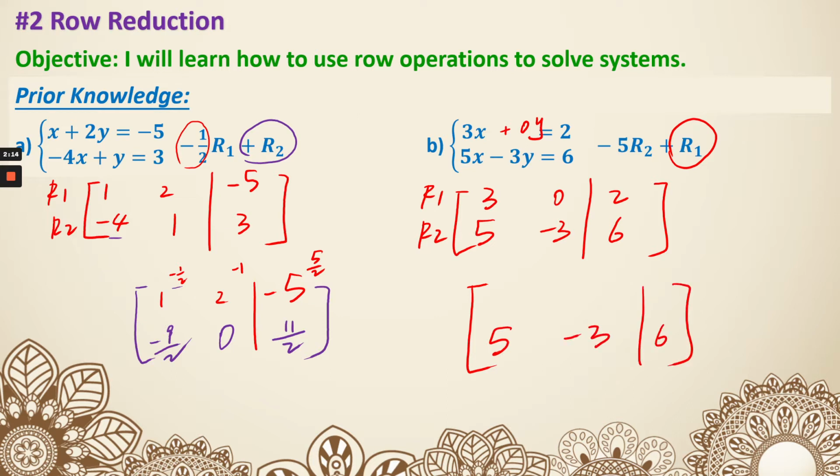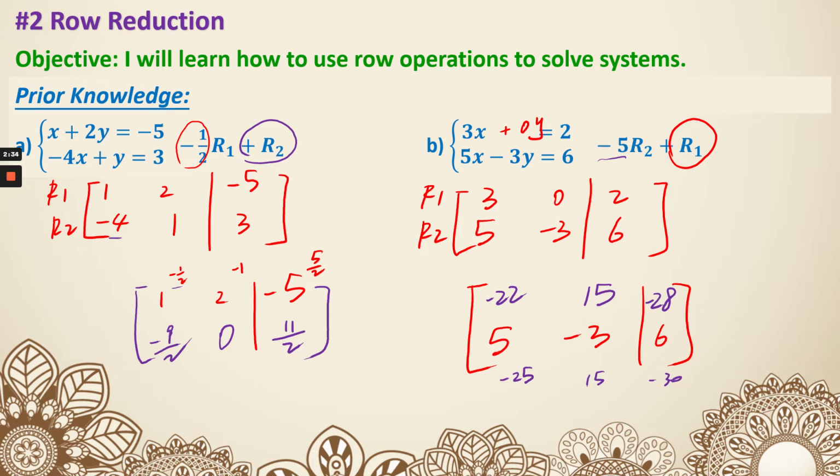Now let's actually perform the change. The second row is being multiplied by -5. So we got -25, 15, and -30. These numbers are being added to the first row. -25 plus 3 is a -22, 15 plus 0 is a 15, and -30 plus 2 is a -28.